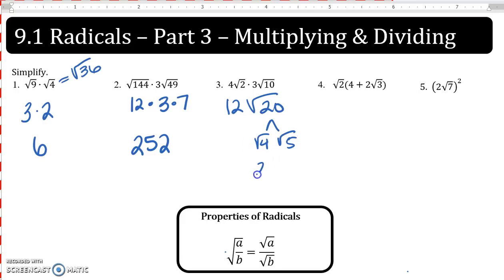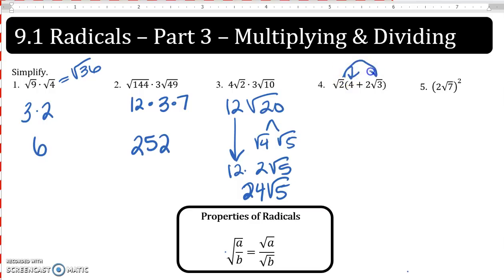So that's 4 and 5. So you have 12. Gotta remember to bring that down. 12 times 2 root 5 is 24 root 5, and then you're done.